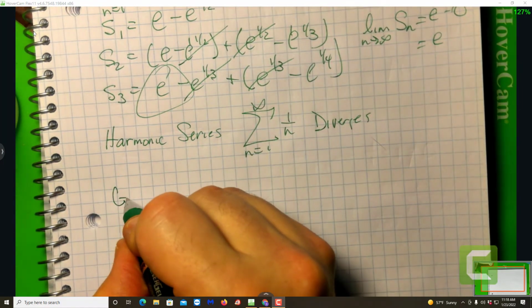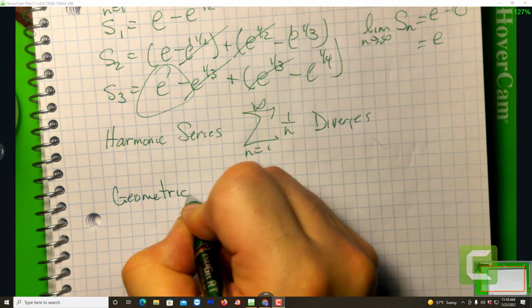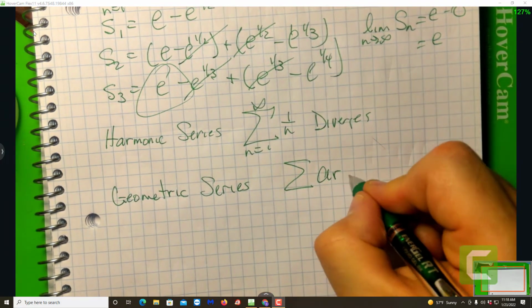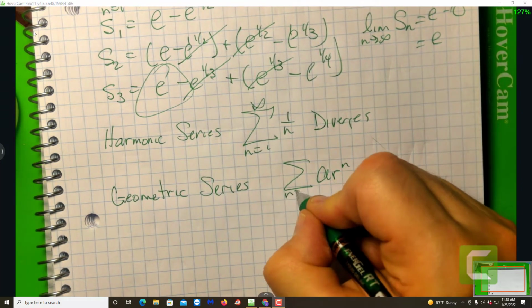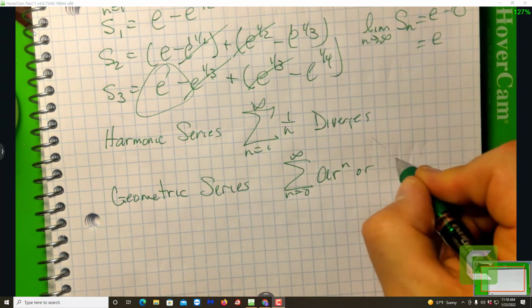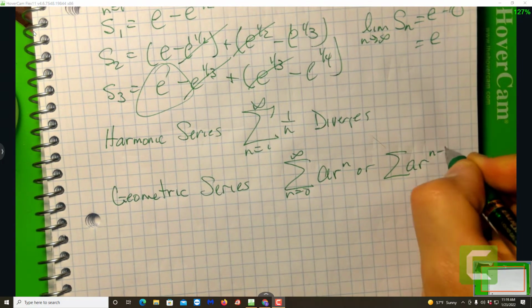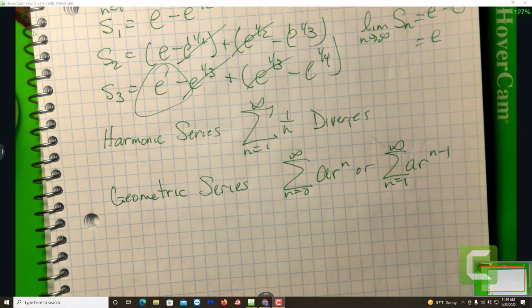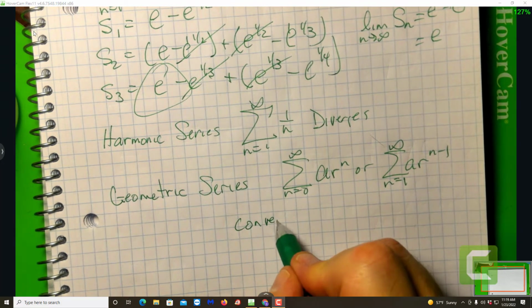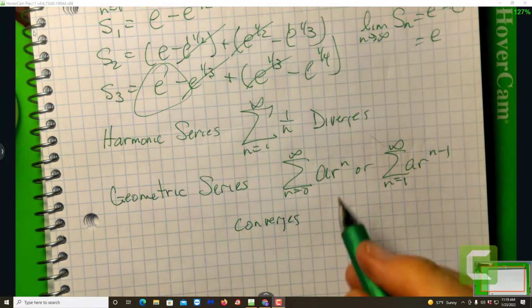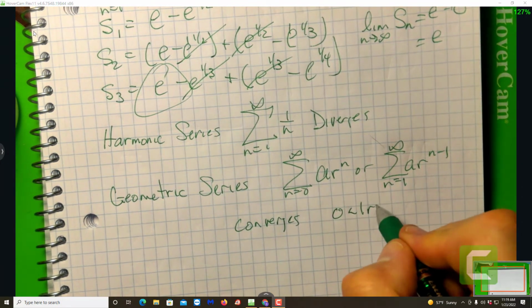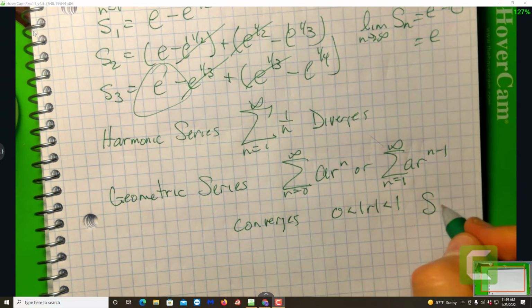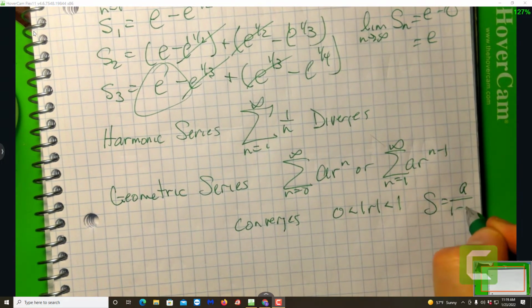Then we have geometric series. You can either write it this way, or you can write it this way, depending on where you want to start your series from. The series converges, not the sequence, if the magnitude of the common ratio is a proper fraction, and if it is, then your sum will be the first term over 1 minus the common ratio.